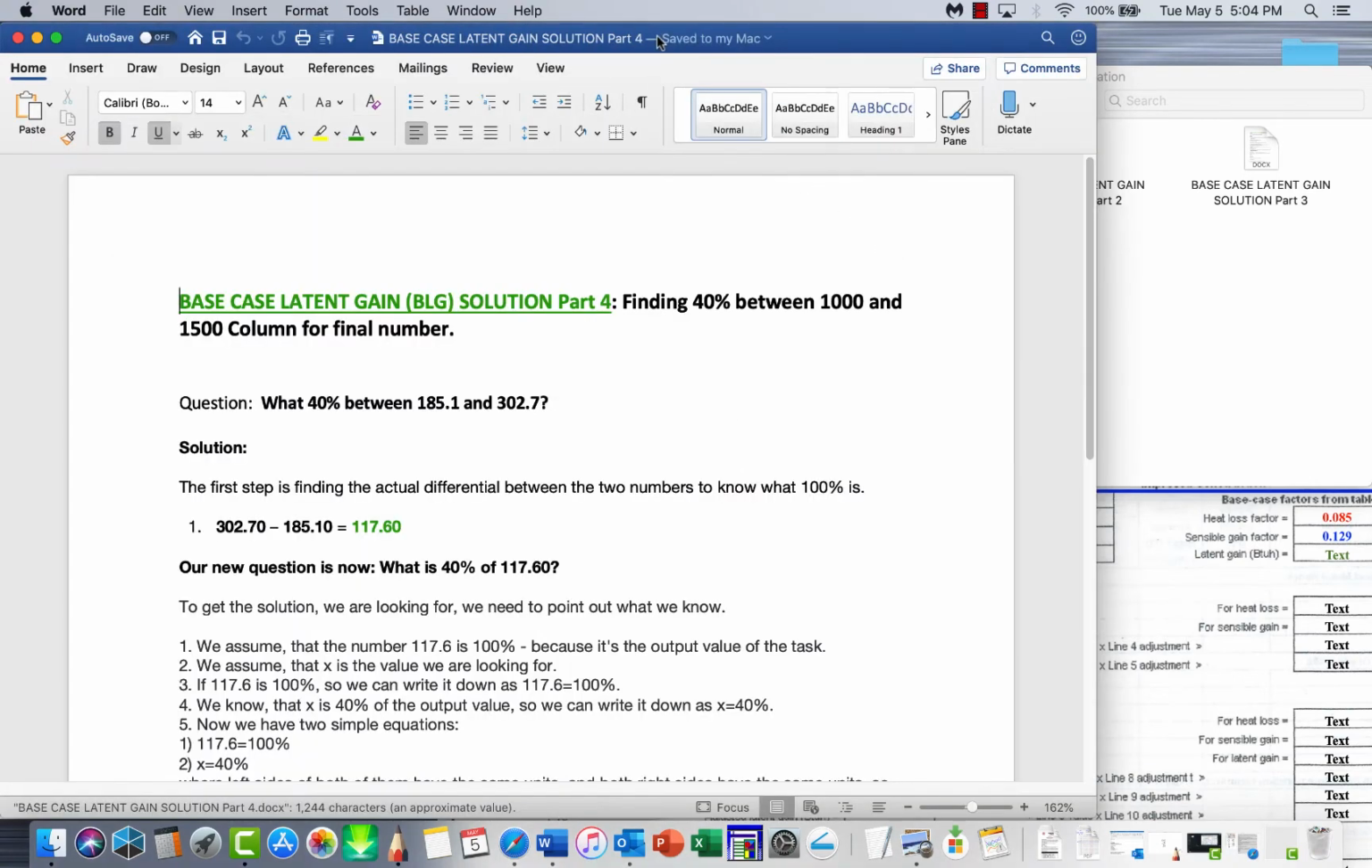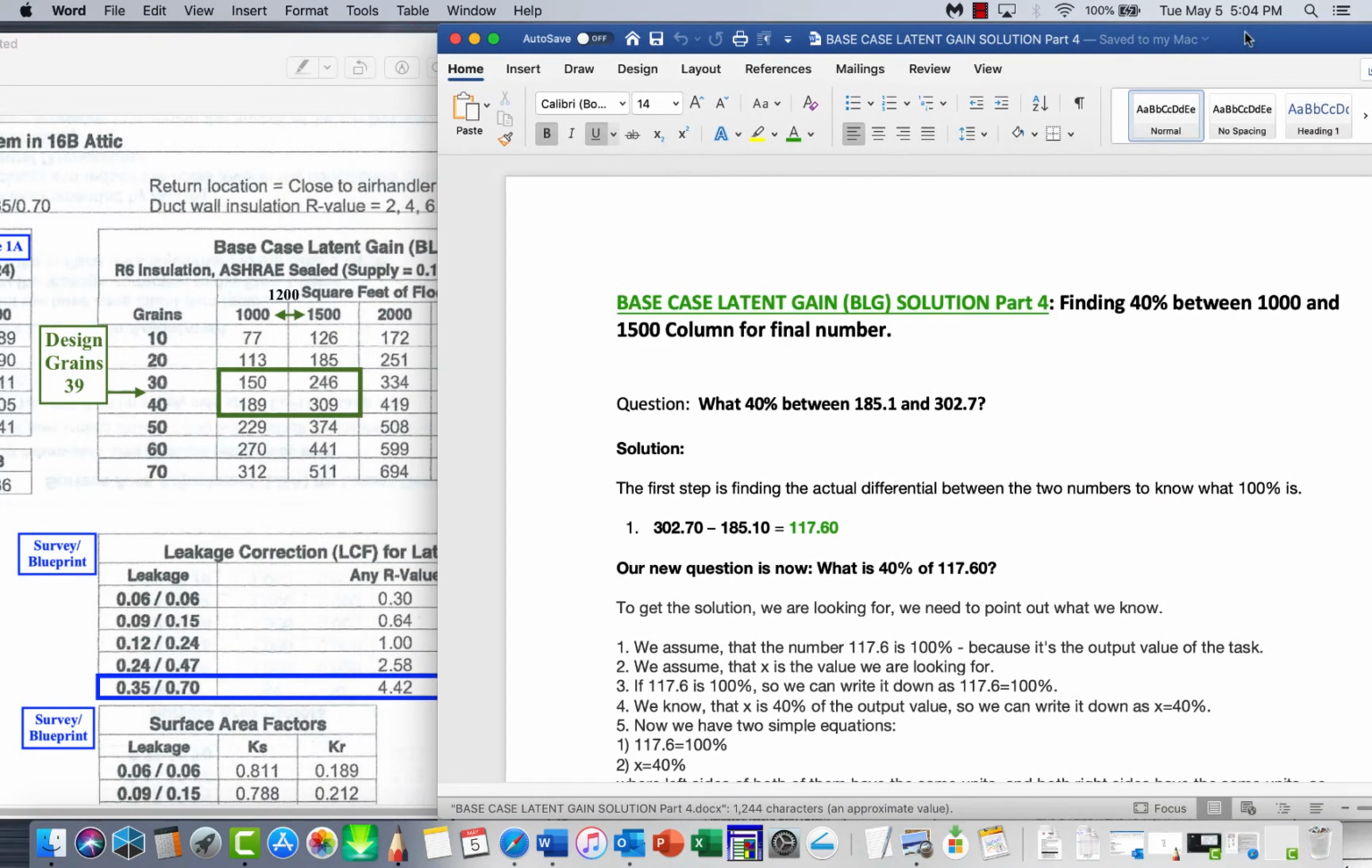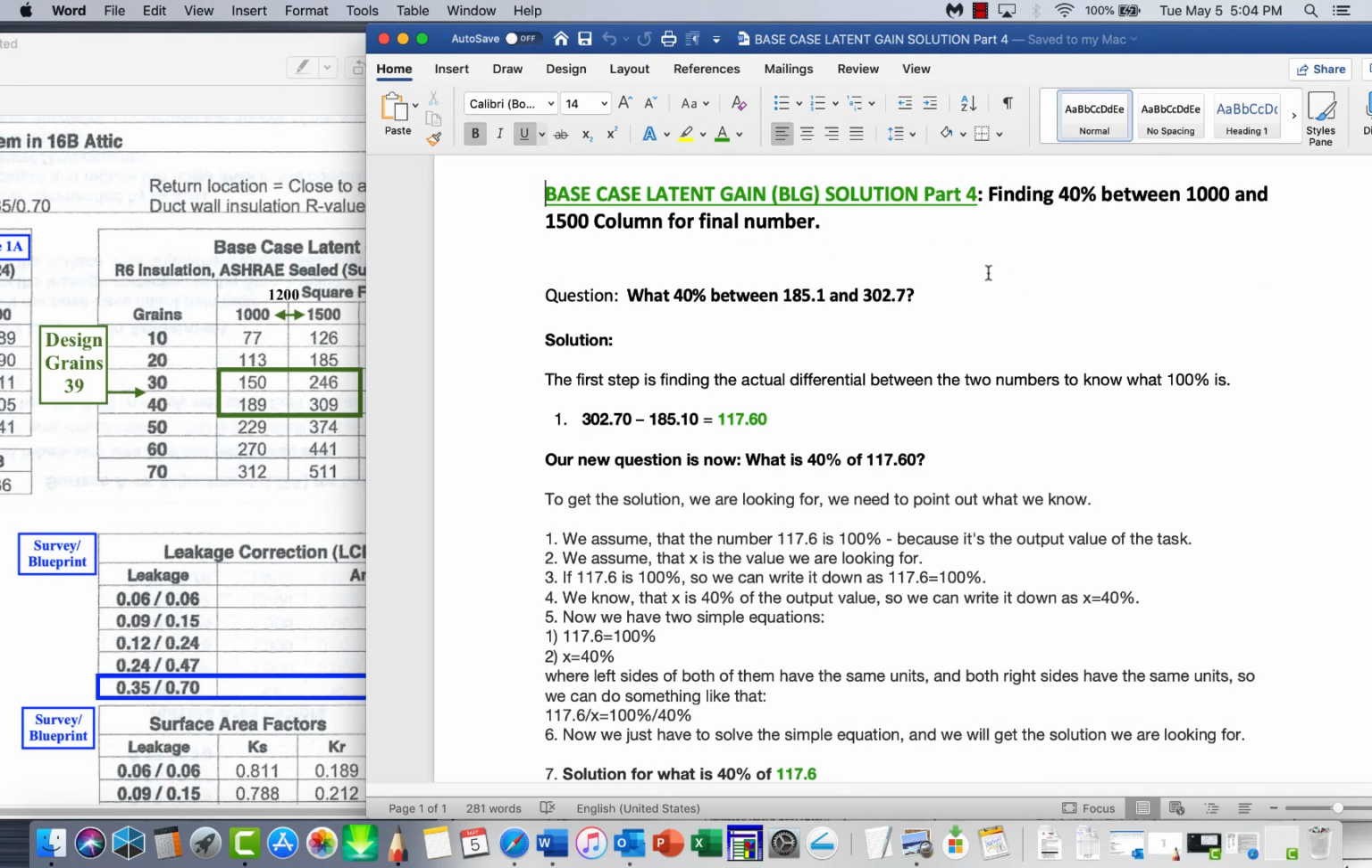This is the last step. Basically, same process. We got 185.1, which was for this column, and we had 302.7, which is for this column. So we need to figure out what 1200 is in relation to 1000 and 1500, what percentage it actually is. Doing the math, you'll figure out this is actually 40%, just as it has been for the other tables. So 40%. So for the two numbers we've gotten, the 302 and 185, we need to figure out what 40% in between both those numbers is.